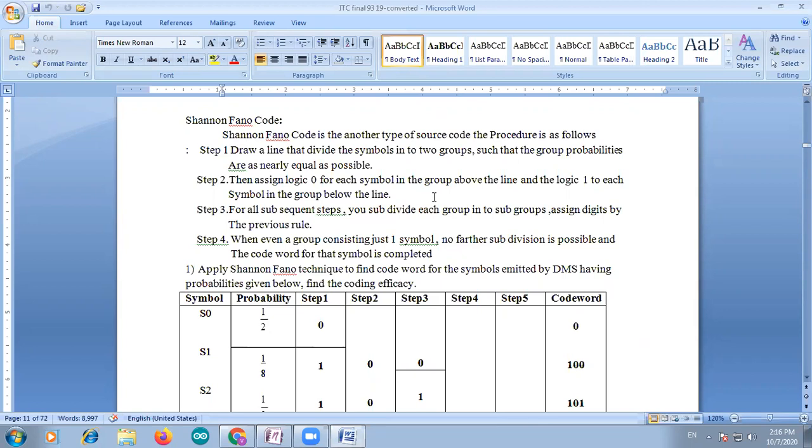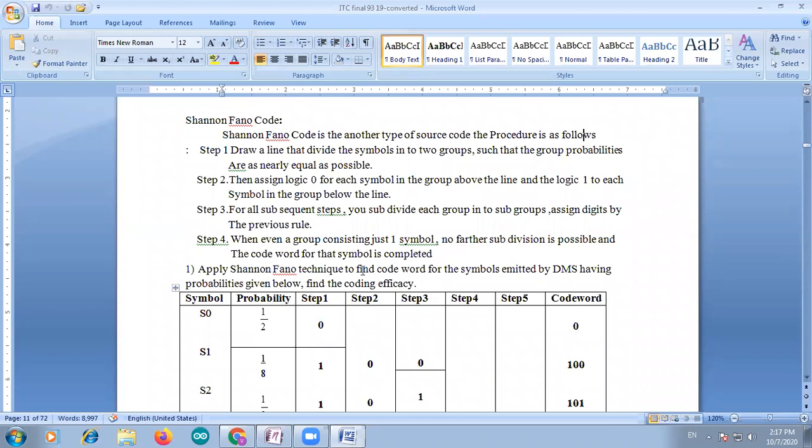For the group above, there are three symbols. For them, assign 0 for all three symbols. And below the line, there are four symbols. Assign 1 for all the remaining four symbols. Likewise, that means divide the symbols into two groups by drawing a line. Above the group, one; below the group, another. Above the group is assigned 0, below the group is assigned 1.